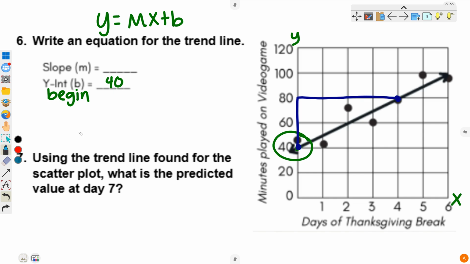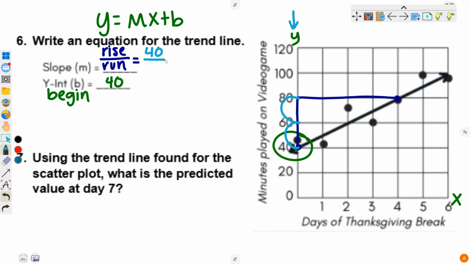my rise. But remember, when we count our rise, my slope is my rise over run, we do have to pay attention to what's happening. If I look at my graph here, on my y-axis, we're skip counting by 20. We go 0, 20, 40, 60, 80, 100, 120. So when I'm counting my rise, I'm also going to be skip counting by 20. So here I'm going 20, 40. So my rise is 40.